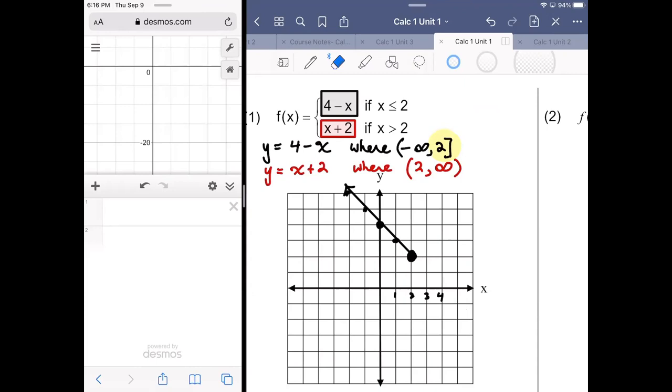For the second piece, we have a y-intercept of 2 and a slope of 1. So it looks something like this if you were going to graph it in its entirety. But this time, I'm starting off at a 2, but I got to be careful. I'm not including the 2, so I need an open circle. Isn't the y-intercept at positive 2? Oh, positive 2. Thank you.